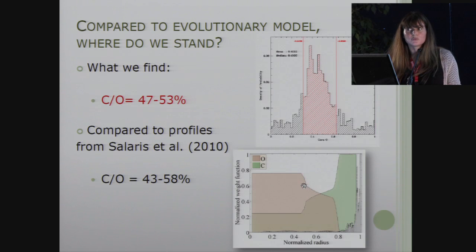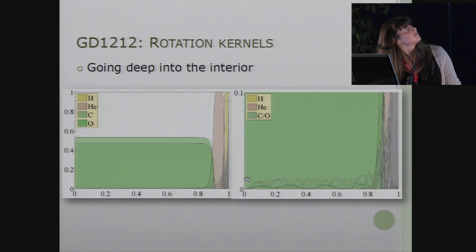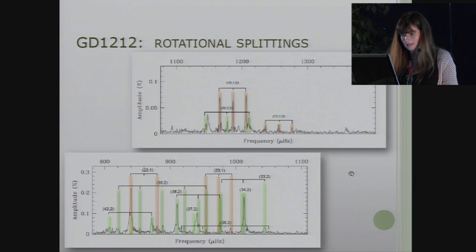So the profile needs to be improved so we can get better seismic, so the exercise can be better done. Now if we look at the rotation kernels, we can see that they go deep into the interior of the star. Same thing as before: this is the normalized radius, center of the star, the surface, and normalized rotation kernels. If we zoom in, we see that the rotation kernels go quite deep into the interior. So let's see what this gives us.